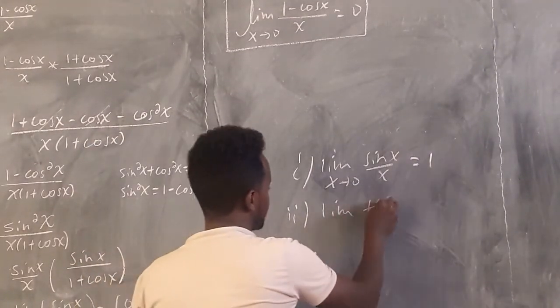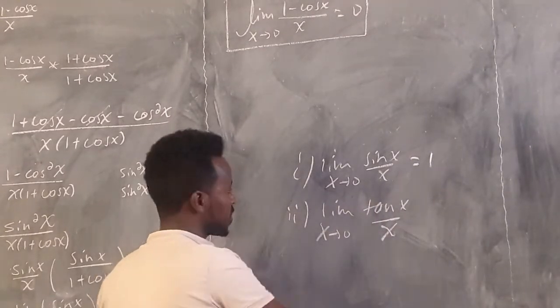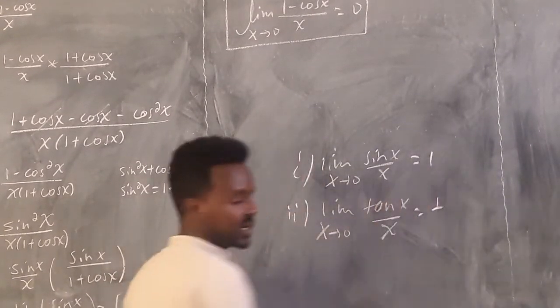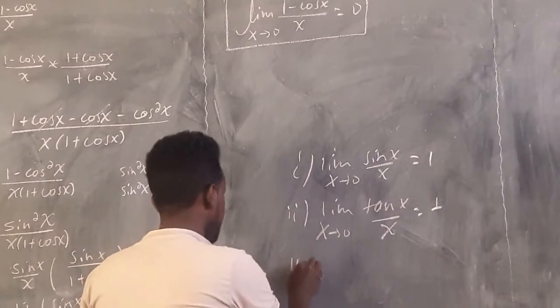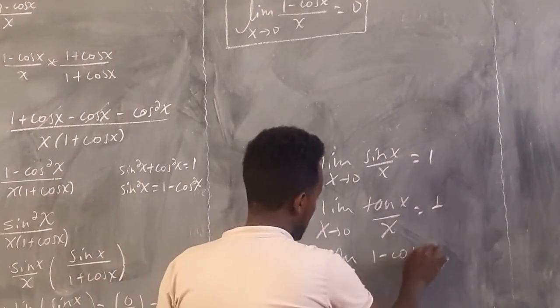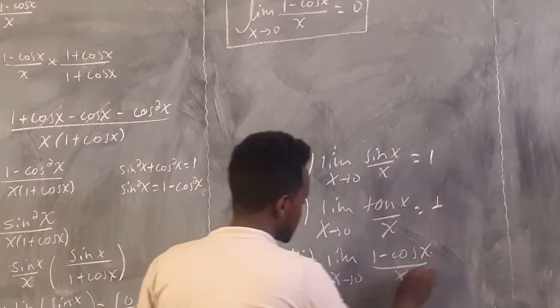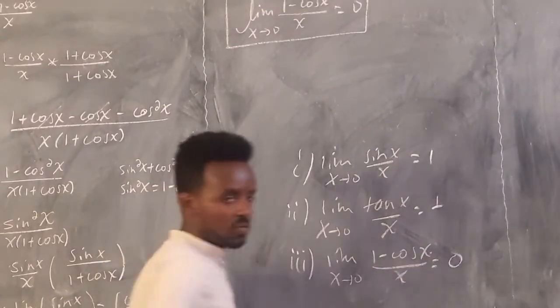Limit of tan x over x as x approaches 0 is 1. The third theorem is limit of 1 minus cos x over x as x approaches 0 is 0.